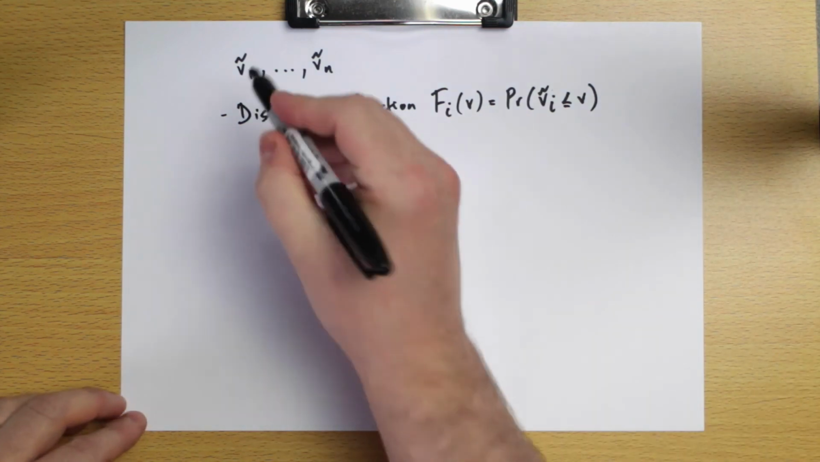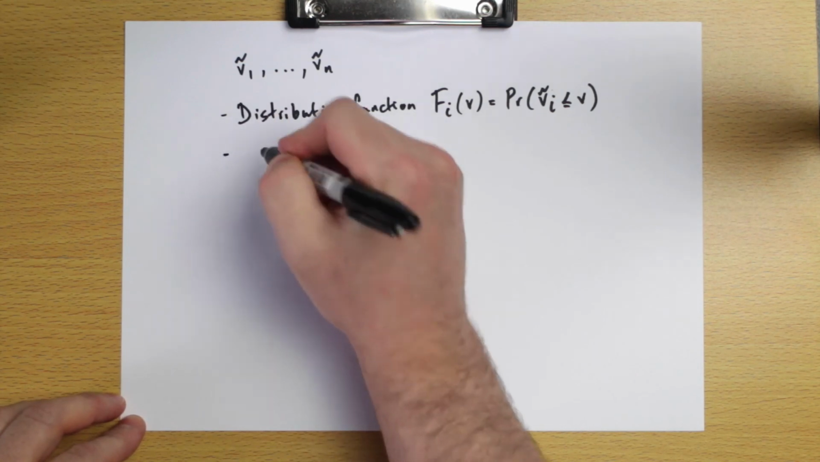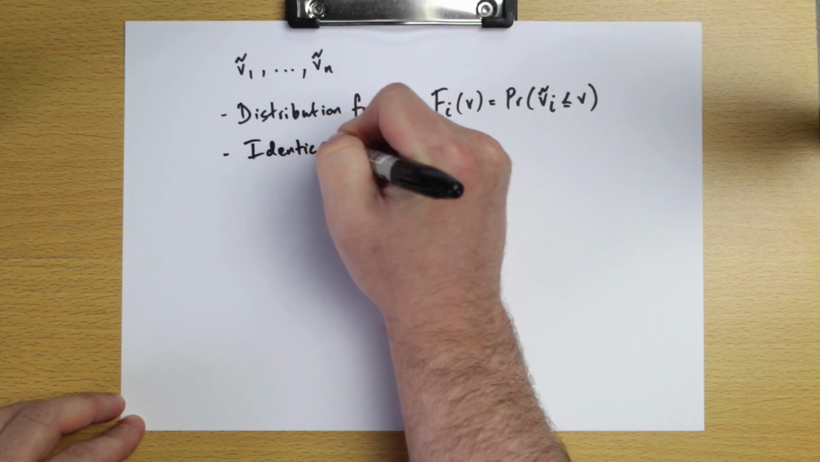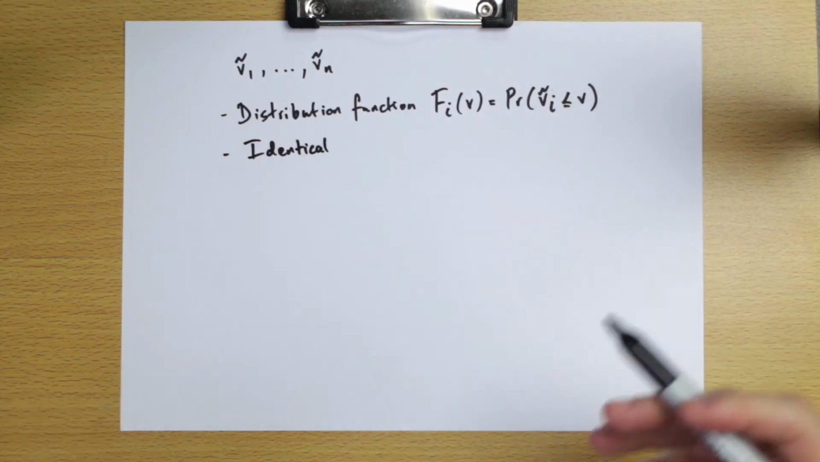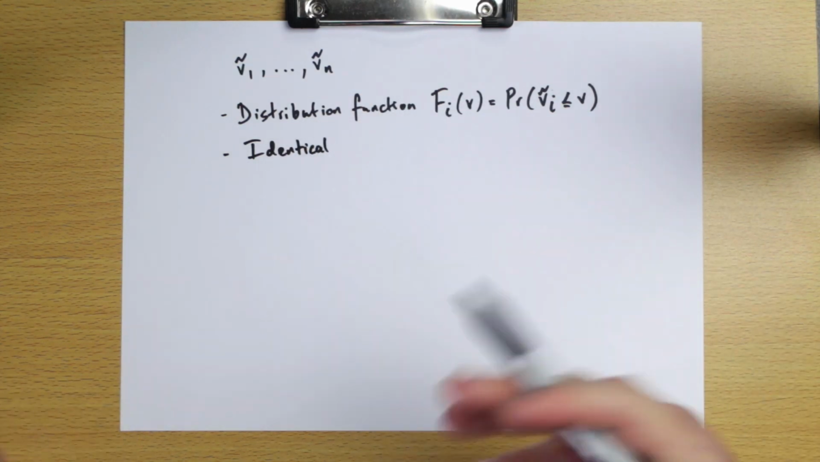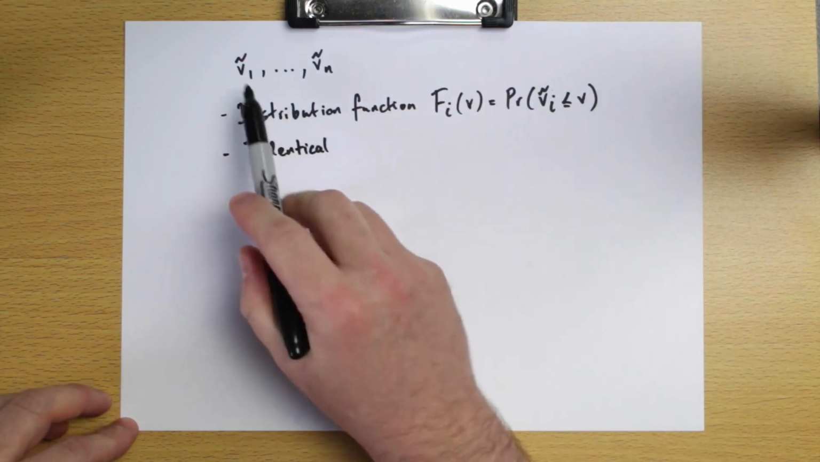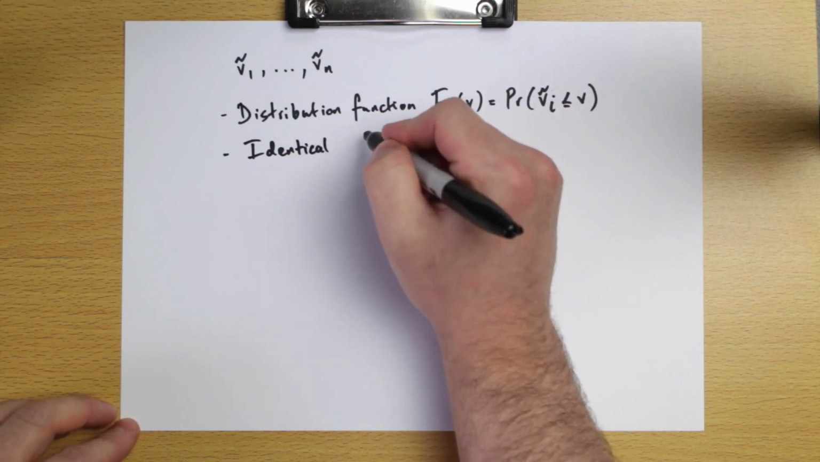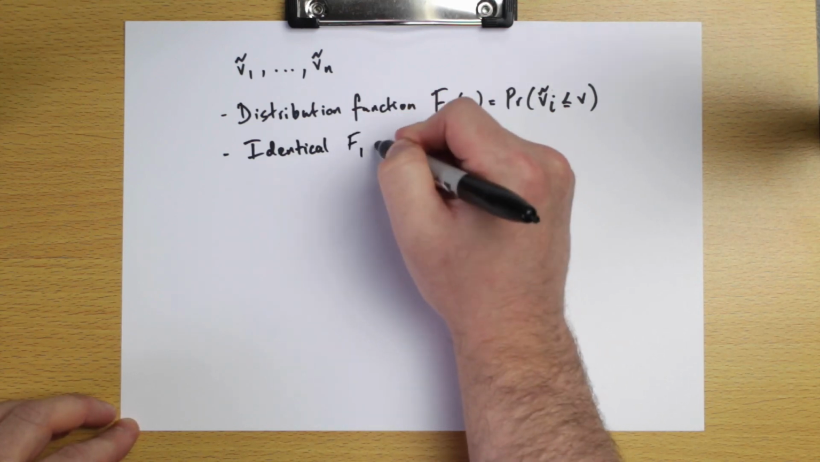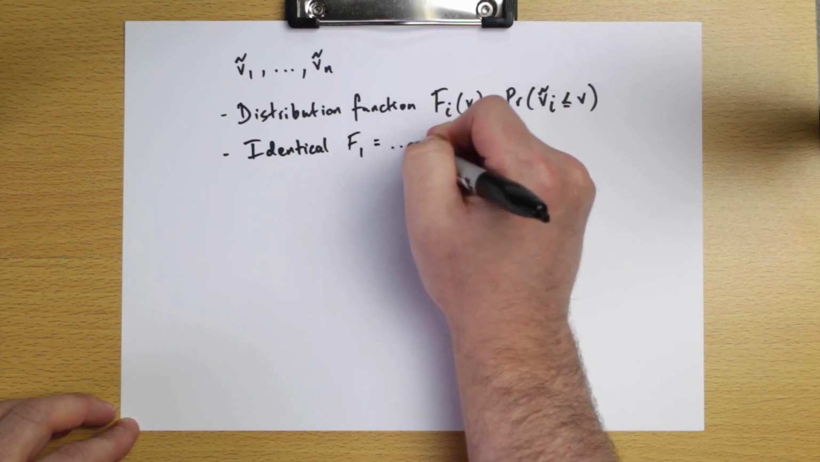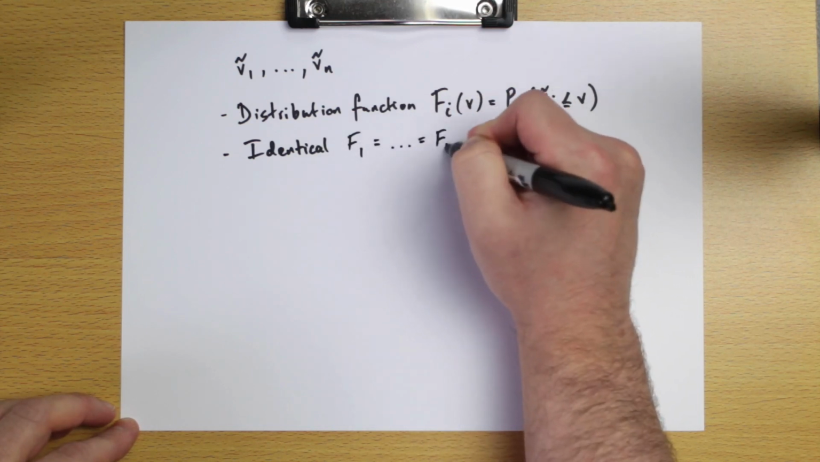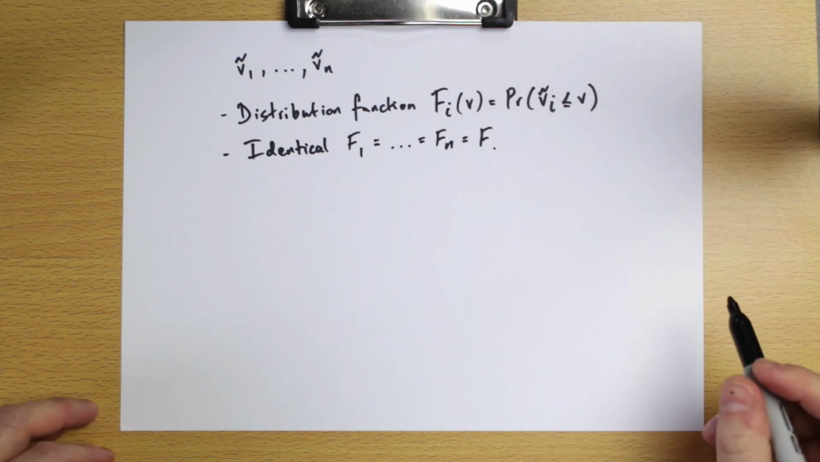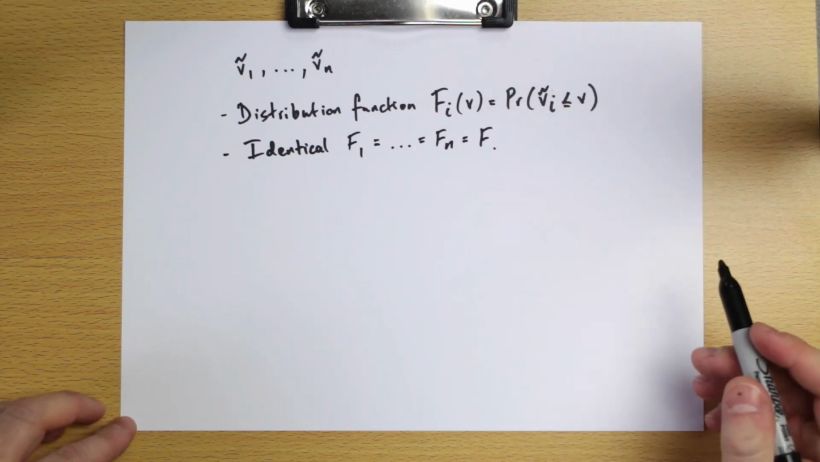Now, what are we going to assume about these random variables? Well, we're going to assume that they have identical distributions. This doesn't mean that every individual will have the same value. It just means that they have the same distribution of values. So F_1 up to F_n are all the same, and we'll just denote it as capital F. We're also going to assume that they're independent.